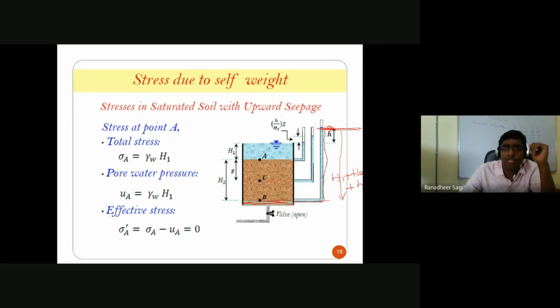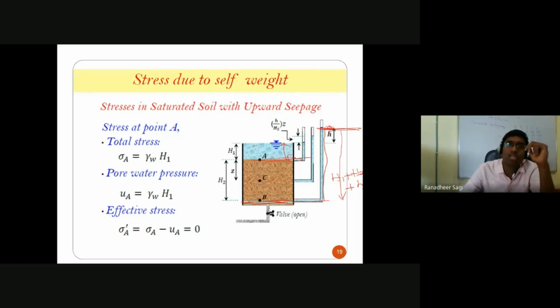And if you look at how much my pressure head is corresponding to the position of point A, the water gets raised only till the water level that is available above your point A. So that's nothing but what we are calling your H1 height. So the pressure head corresponding to point A is simply H1.